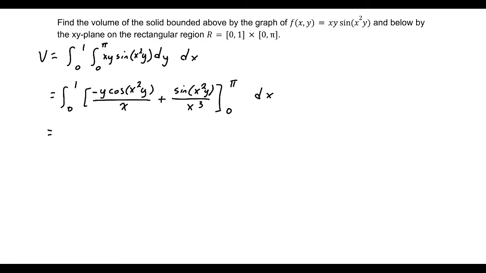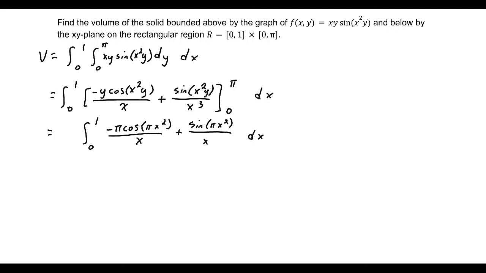Evaluating from 0 to π causes our integral to become the integral from 0 to 1 with respect to x, my function is first a fraction with a numerator of negative π cos(πx²) and a denominator of x, plus a fraction with a numerator of sin(πx²) and a denominator of x³.